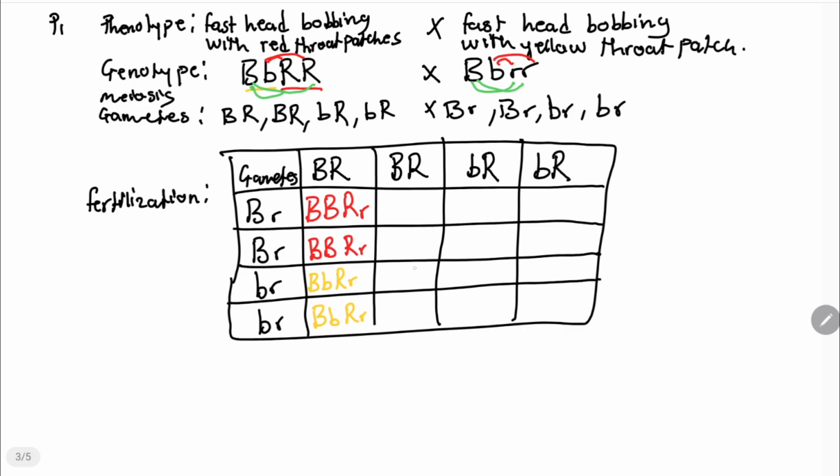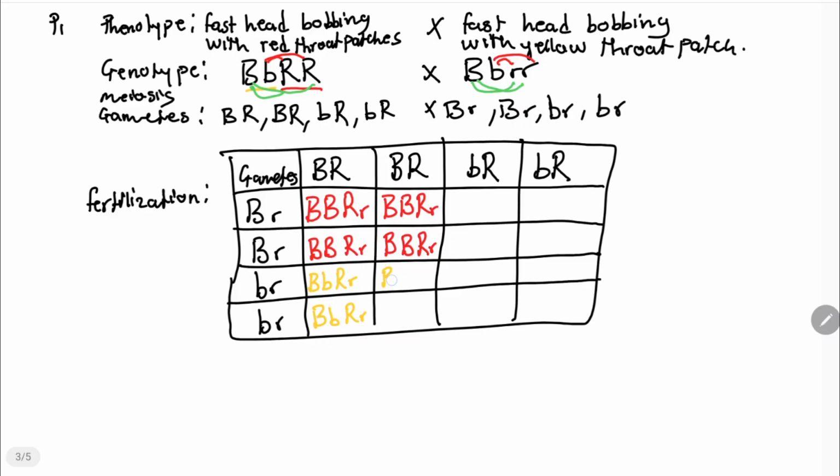Let's continue. Now let's come to this line. When we come to this line, it will be capital letter B from the top, capital letter B from the side. So it will be capital letter B, capital letter B, capital letter R, small letter r. The same applies here. Capital letter B, capital letter B, capital letter R, small letter r. But when we come here, it is going to be capital letter B from the top, small letter b from the side, capital letter R, small letter r. So it will be identical to these ones.